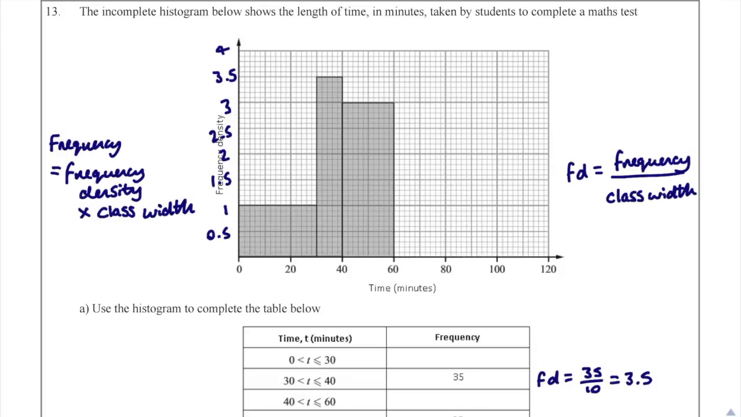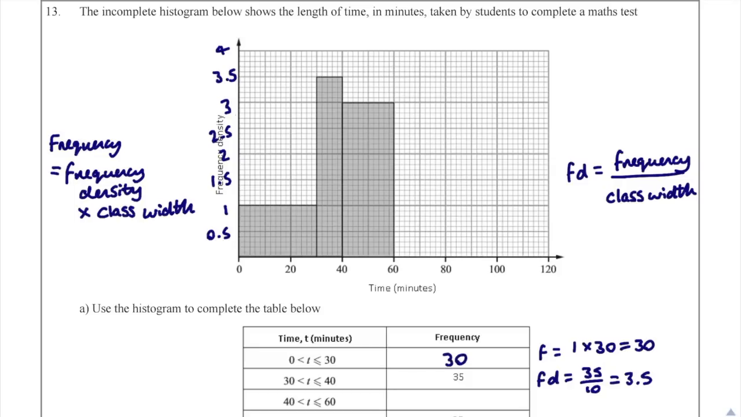So we should now be able to work out what the frequency is for the first bar. So the frequency, remember, is equal to the frequency density times the class width. Well, the frequency density for the first bar is going to be 1 times the class width, which is just 30. So the frequency just remains at 30. So that's nice and easy.